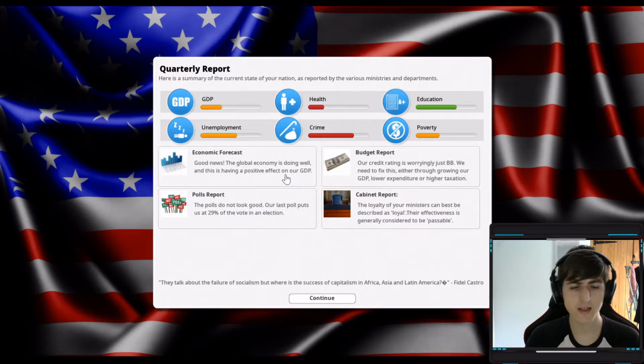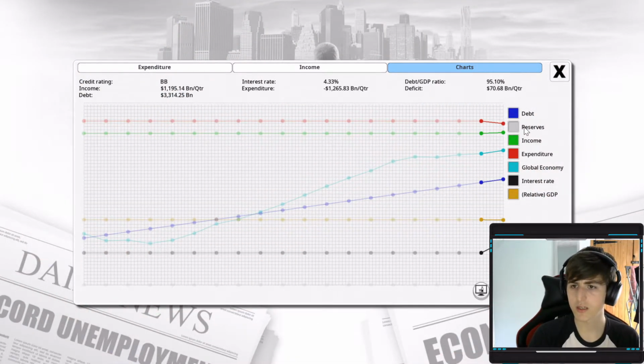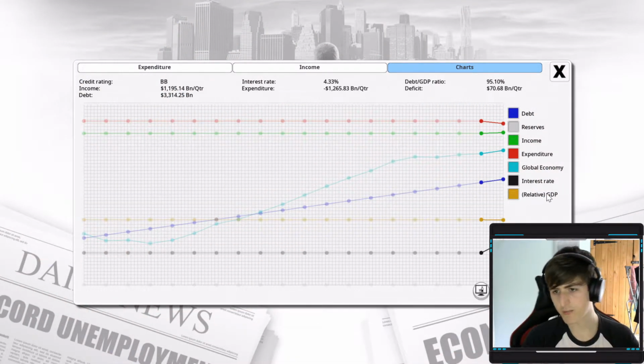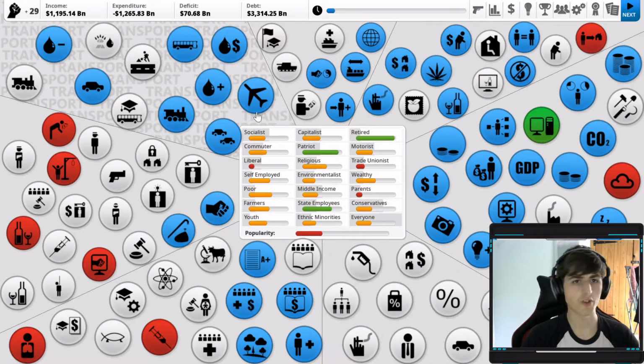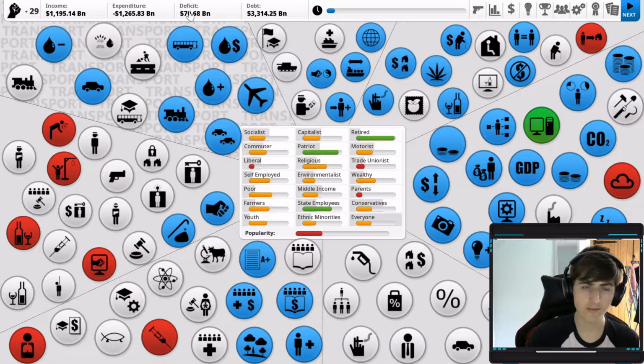And the economic forecast is the same area, but there is a relative GDP and there's a global economy. So the global economy is doing a little bit better at the moment, which will help everybody. It should reduce things a little bit. So you can see we've reduced the deficit a little bit. Not by a lot, but we've reduced it a little bit.